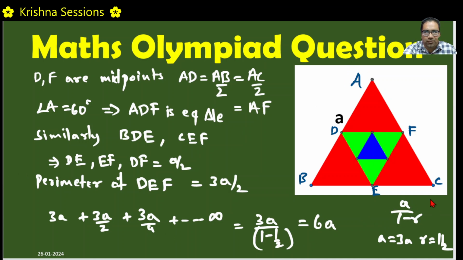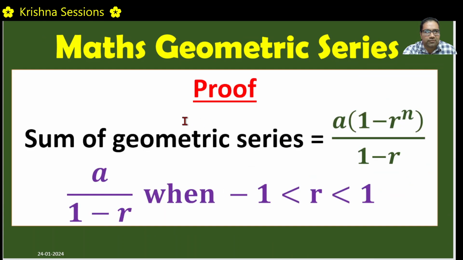And we have already derived this a by 1 minus r. There is another video which gives the proof of this. This is that video. In this video, we have proved the sum of a geometric series of n numbers, and when r is a proper fraction, how to derive this a by 1 minus r from the generalized sum of a geometric series. Please go through this to get that understanding.